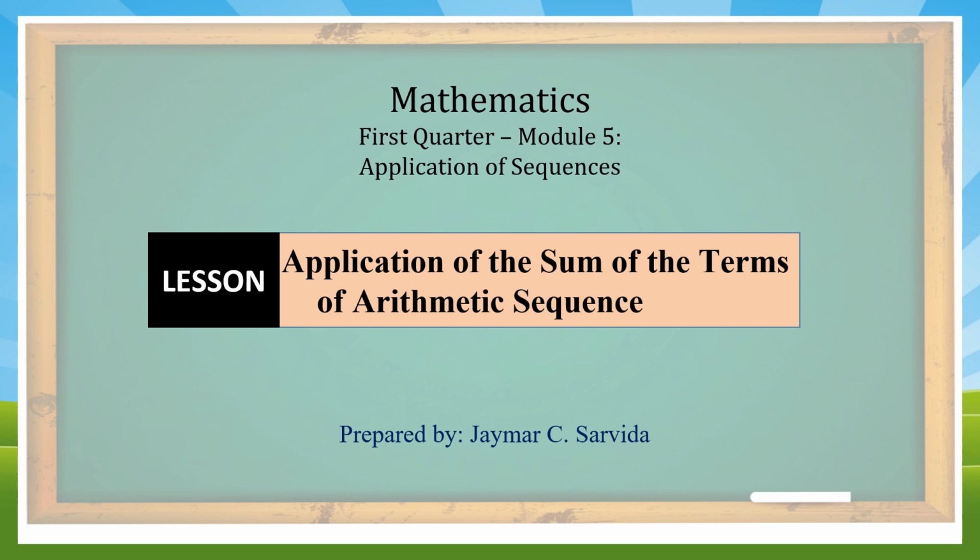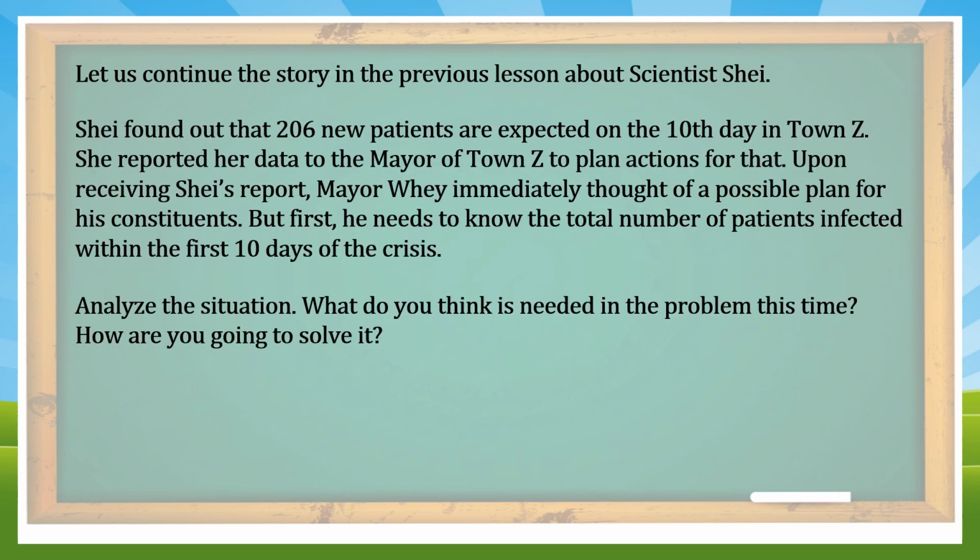I am going to discuss to you about the application of the sum of the terms of arithmetic sequence. So let us continue the story in the previous lesson about scientist Shi. She found out that 206 new patients are expected on the 10th day in Town Z. She reported her data to the mayor of Town Z to plan actions for that. Upon receiving Shi's report, Mayor Wei immediately thought of a possible plan for his constituents. But first, he needs to know the total number of patients infected within the first 10 days of the crisis.